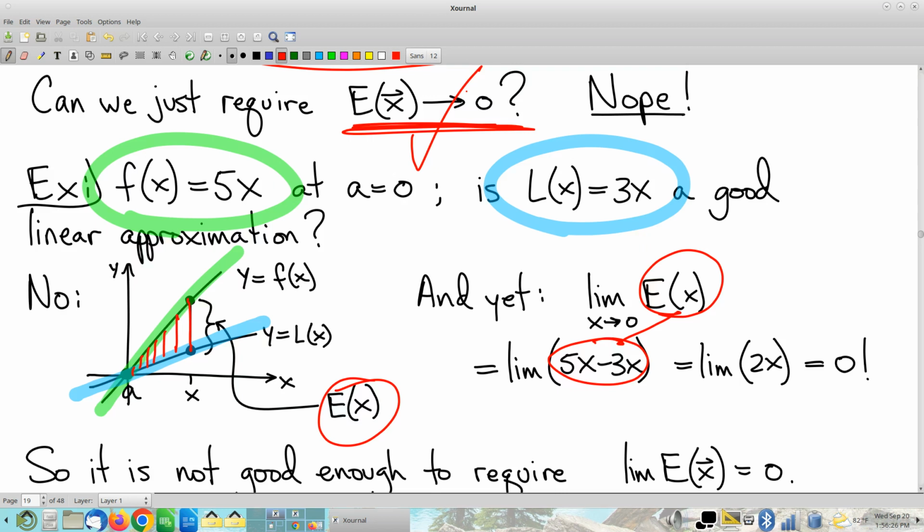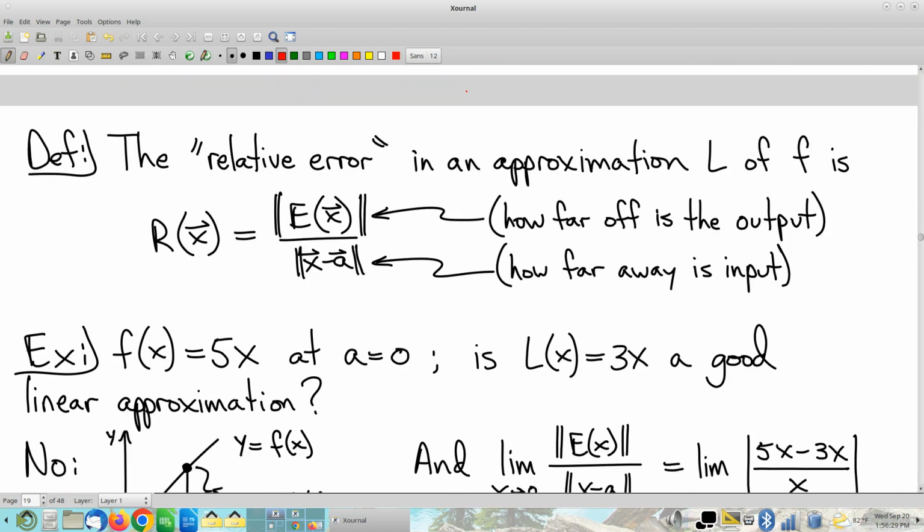So here's the improvement, the better idea. We're going to look at something called relative error. Relative error says, let's look at the error. That's my numerator here. How far off are you in the output with your approximation? But then let's divide that by the magnitude of x minus a, namely divide by how far away you are from the input. Right? So output error per unit, in some sense, distance in the input.